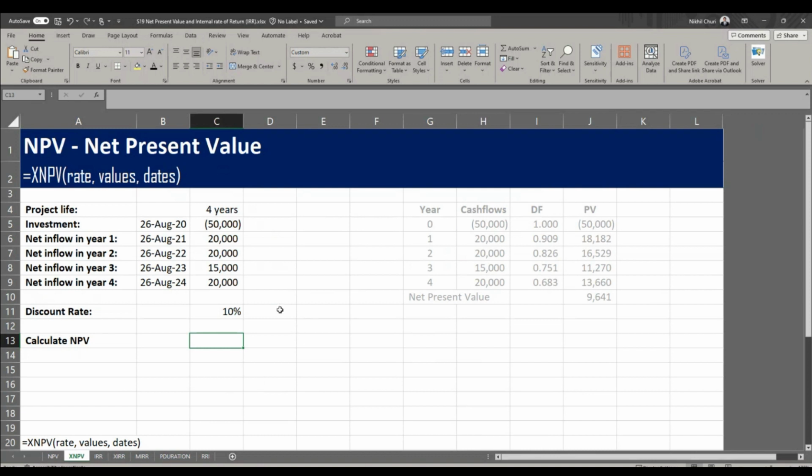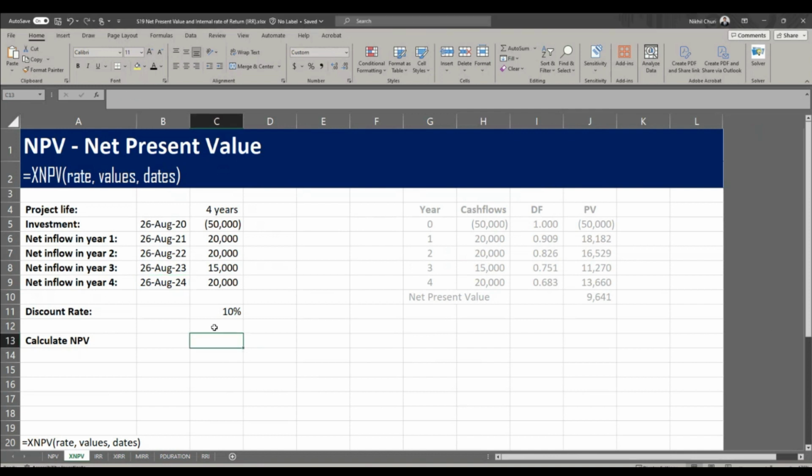In this case, you can see I have also added dates of the transactions where the money was put in or money was received. So investment was done on 26th August 2020, and then exactly after 1 year, 1 year, 1 year, additional year, these transactions were done. So these are the dates I have entered. With that said, let me get started with the formula.